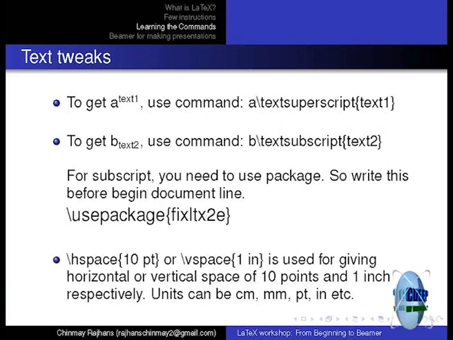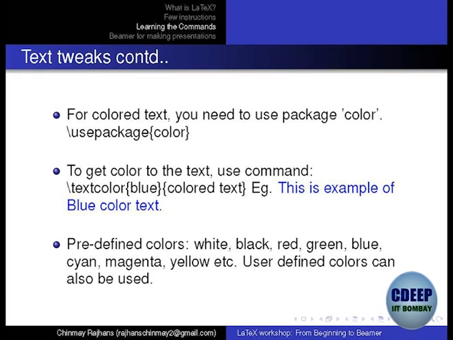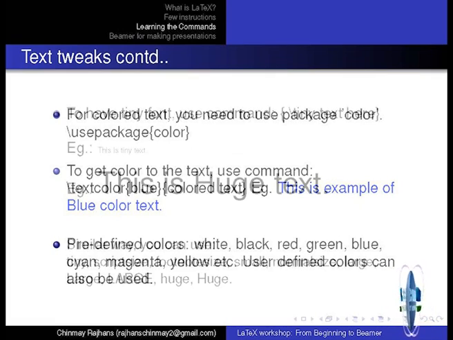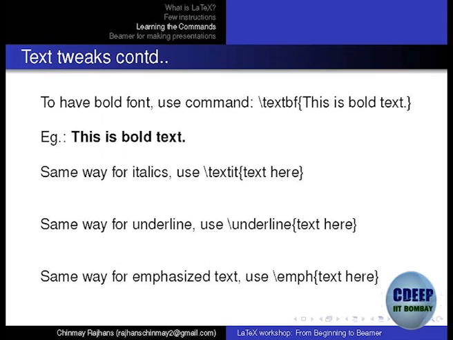These are the commands for getting superscript, subscript: backslash textsubscript, backslash textsuperscript, hspace, vspace. For getting colored text, the command is backslash color followed by a color name, or backslash textcolor followed by a color name followed by your text. The package is color. To get any of these font changes, the commands are tiny, scriptsize, footnotesize, small, normalsize, large, Large with capital L, LARGE with all capitals, huge, Huge with capital H. To get special effects for text, commands are textbf, textit, underline, emph.